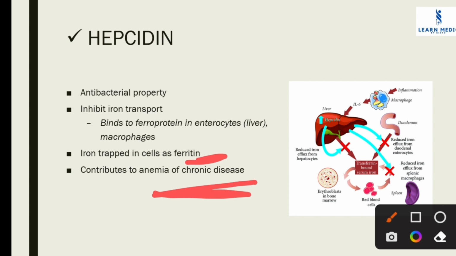Okay. Clearly we can see in this picture that inflammation is happening. In the liver, hepcidin is increasing, which is inhibiting the iron transport. So it is trapped, iron gets trapped in the cells as ferritin, so anemia occurs.